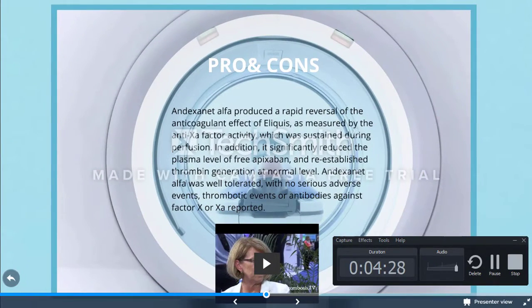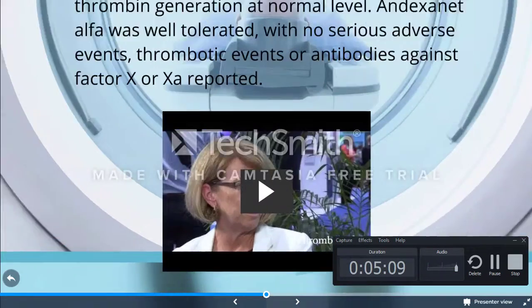Pros and cons. Andexanet alfa produces a rapid reversal of the anticoagulant effect of Eliquis, as measured by the anti-factor Xa activity, which was sustained during infusion. In addition, it significantly reduced the plasma level of free apixaban and reestablished thrombin generation at the normal level. Andexanet alfa was well tolerated with no serious adverse events, thrombotic events, or antibodies against factor X or Xa reported.